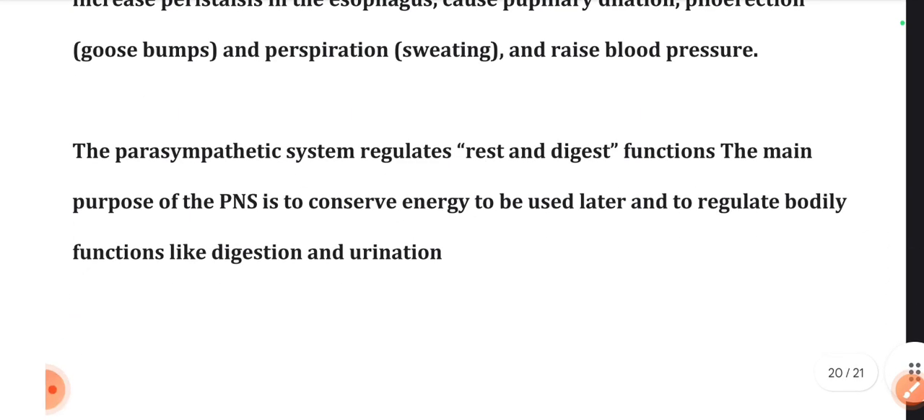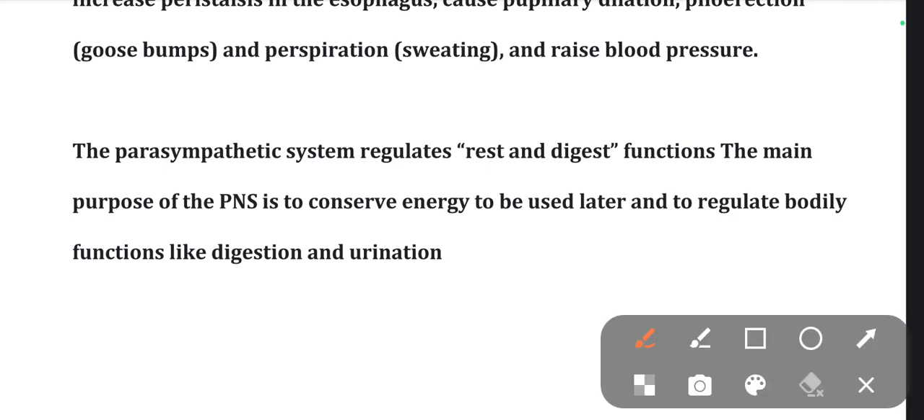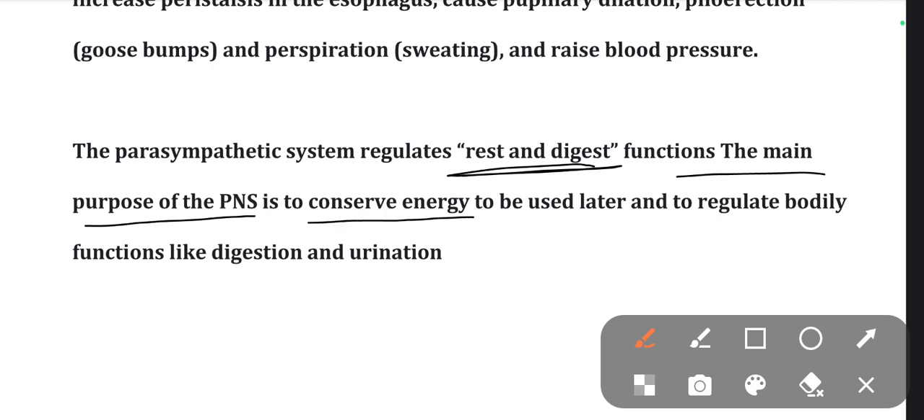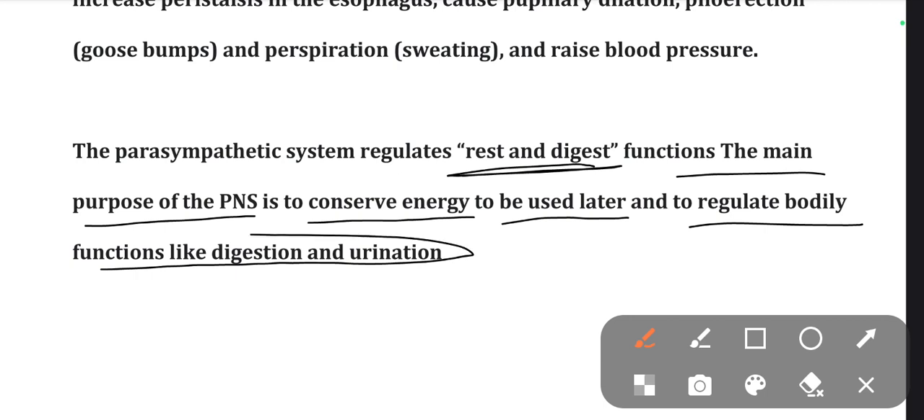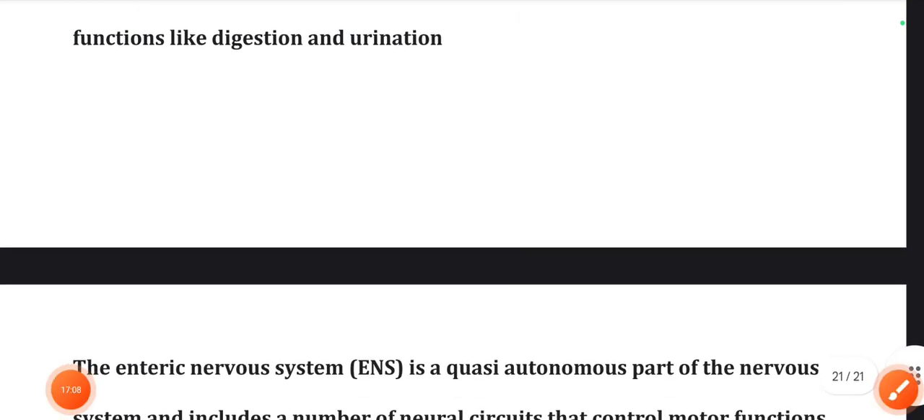And the next one is the parasympathetic. The parasympathetic regulates rest and digestion functions mainly. The purpose of the parasympathetic nervous system is to conserve energy to be used later, or to regulate bodily functions like digestion and urination. So this is the parasympathetic nervous system.